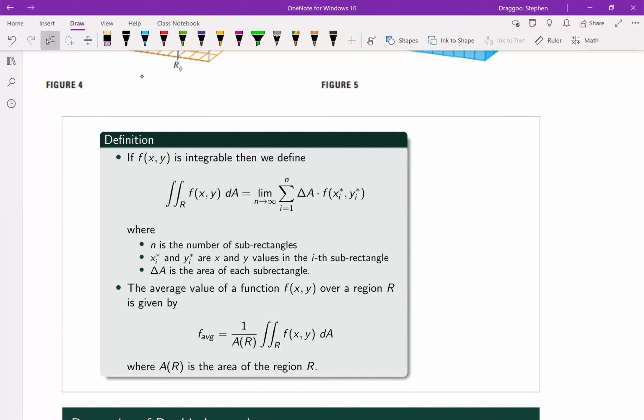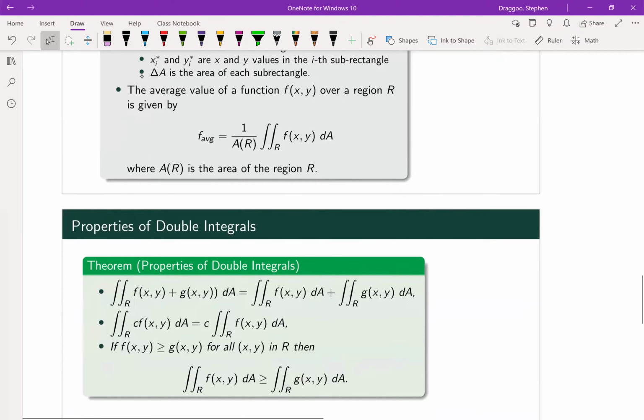So we break all that down, take a limit as we use an infinite number of boxes, and we should get to the exact value of that double integral. The average value of a function over some region is given by the equation below, where we'll just take the double integral of the function over that region, but then divide by the area of the region. We'll see quite a few more of those problems in the next section, so we won't dwell on them too long here.